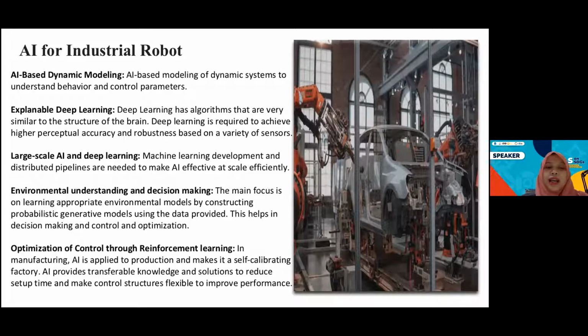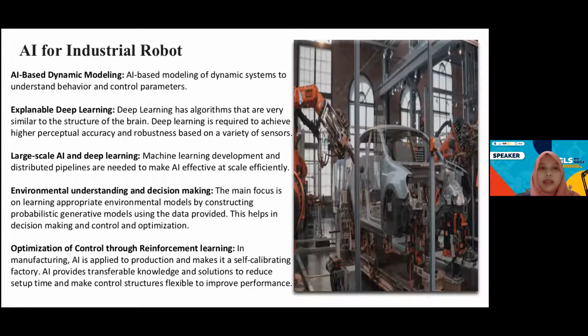And in manufacturing, AI is applied to production and makes it a self-calibrating factory. AI provides transferable knowledge and solutions to reduce setup time and make control structures flexible to improve their performance, because we already know the experience from the past. We can improve the performance for the future. So this is why reinforcement learning needs to be implemented in optimization of control. And that's all five fields that are very often used in industry, about how to implement AI in industries.